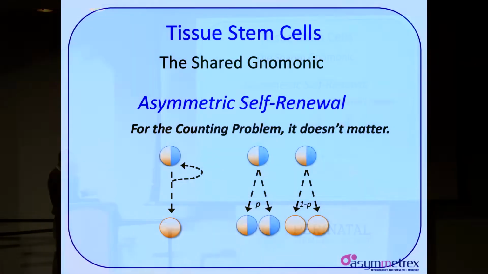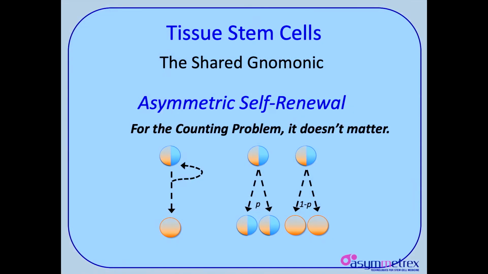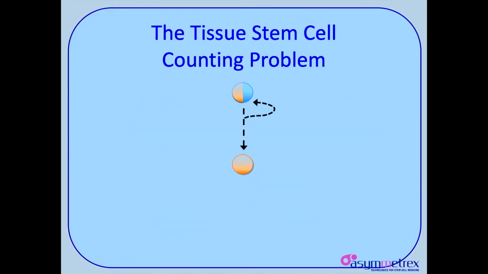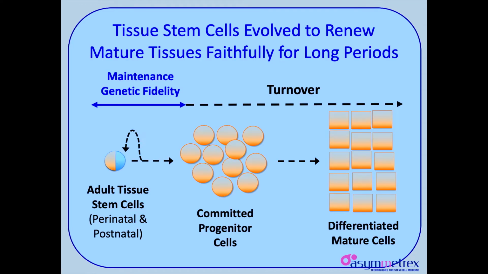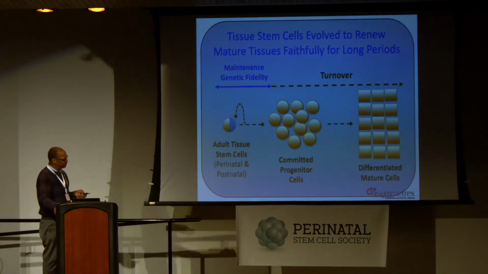Now, as I said, it doesn't matter for the counting problem. The counting problem derives from the essence of the cell. It's asymmetric self-renewal, and I want to take you through that. So this schematic here shows what's going on back in tissues.